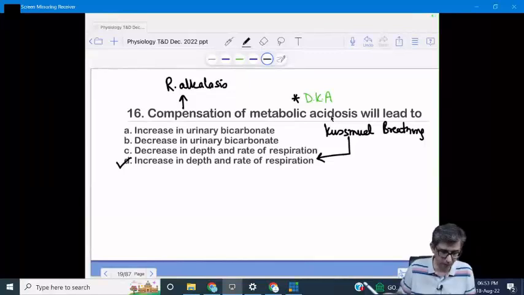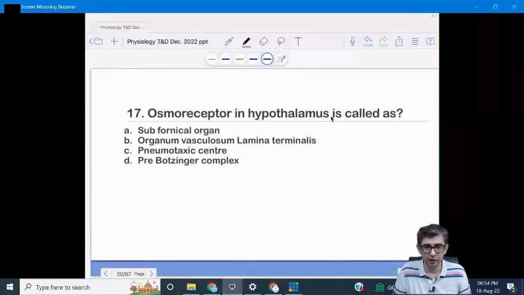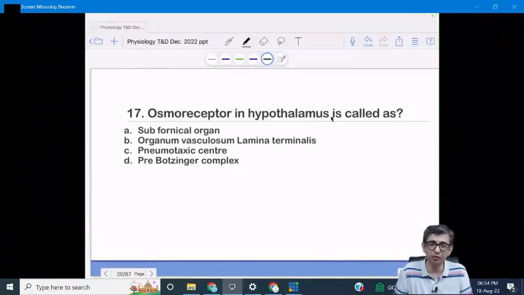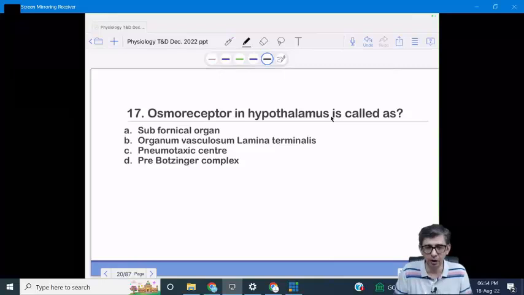Moving to question number 17. He says osmoreceptor in the hypothalamus. Like if we are thirsty, we tend to drink water. So osmoreceptor helps in regulation of water intake in a patient.